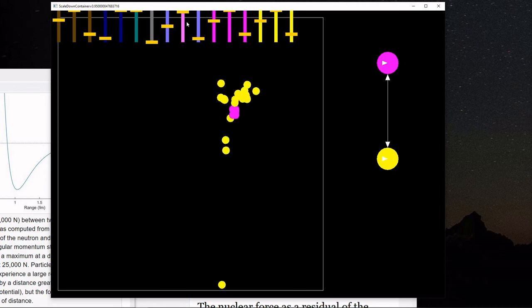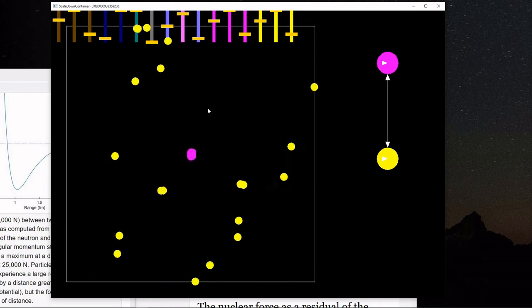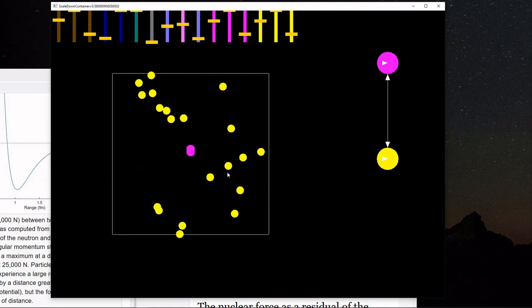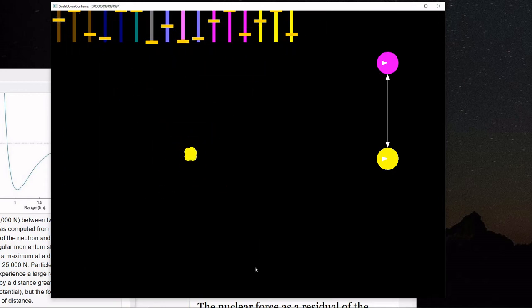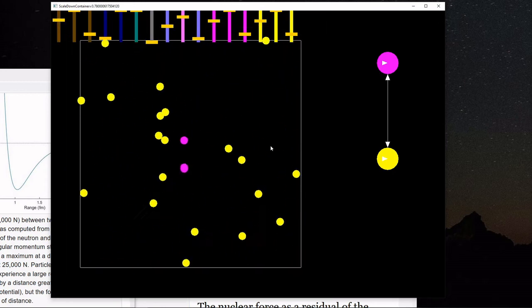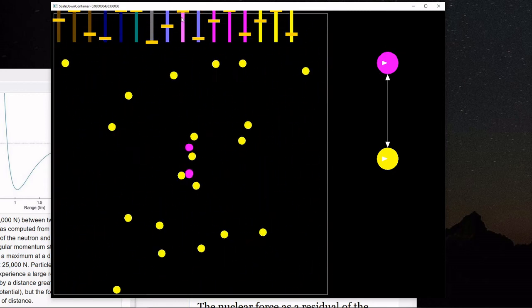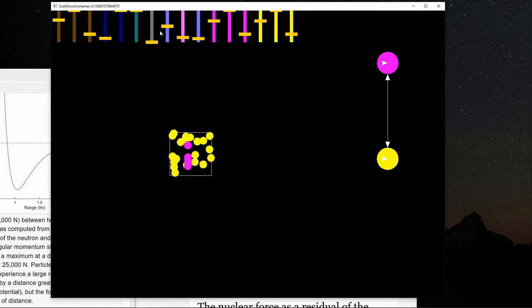So what can we do to add more randomness? I think I need to maybe start over. Huh, that's kind of cool. Bang. We got them all stuck in the middle now. So now they're mainly stuck together. I'm surprised those protons are not getting away from each other.